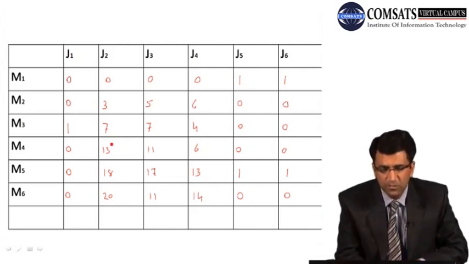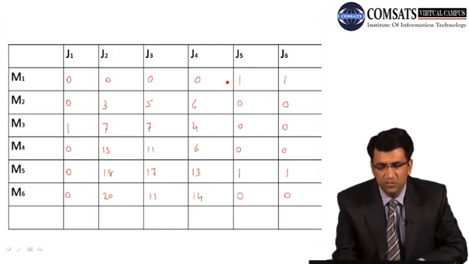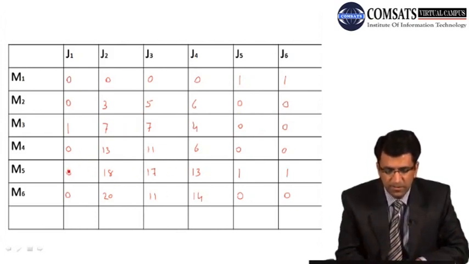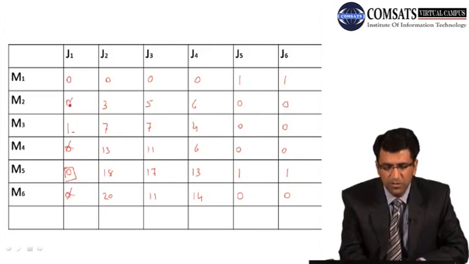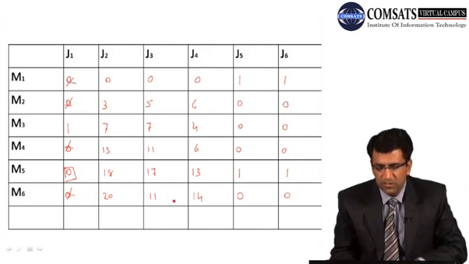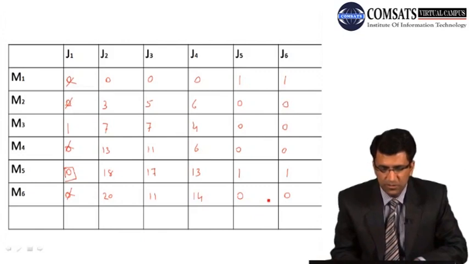If we start from the first row, you can see there is more than one 0, so just leave it. In the second row, more than one 0, leave it. Third row, more than one 0, leave it. Fourth row, more than one 0, leave it. In the fifth row, you can see there is a single 0, so you can make the assignment, and you'll have to cross down all the other zeros in the corresponding columns. Similarly, in the sixth row, there is more than one 0, so you can leave it.